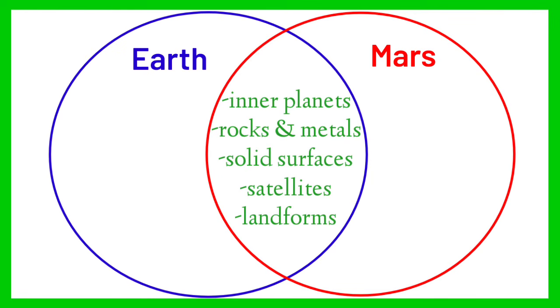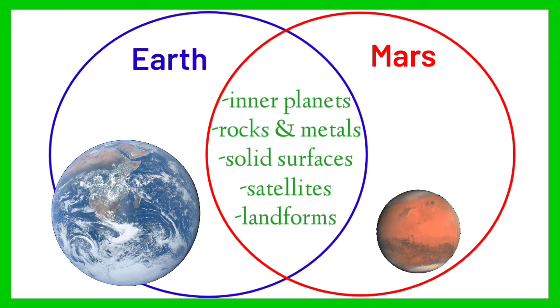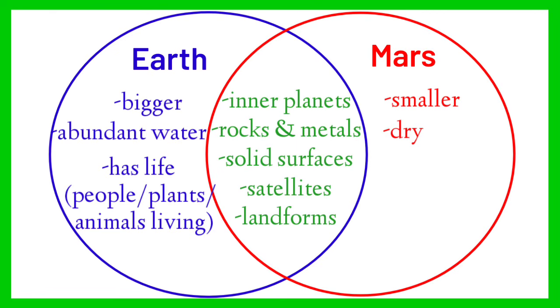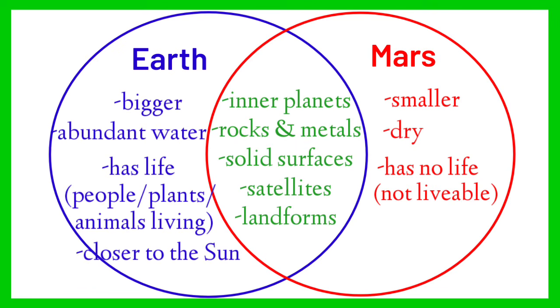Let us have their sizes. Which do you think is bigger? It's the Earth. Mars is smaller in size compared to Earth. Next, Earth has abundant water, while Mars does not have water. It's a dry planet. Although it was believed that water may once have existed on Mars. Another difference is that there is life on Earth, while there's none on Mars. How about its distance from the Sun? Earth is closer to the Sun compared to Mars.